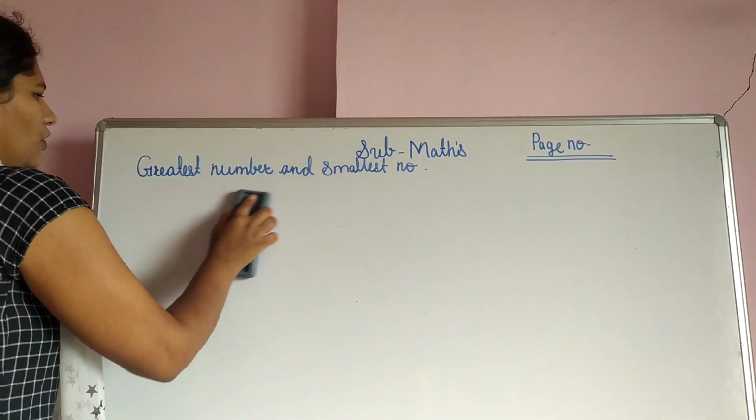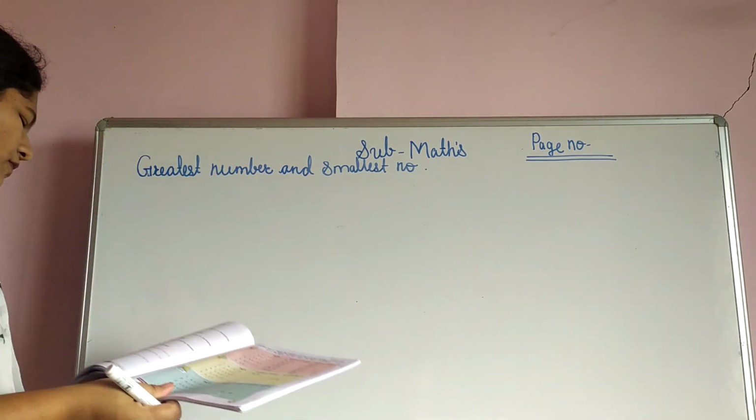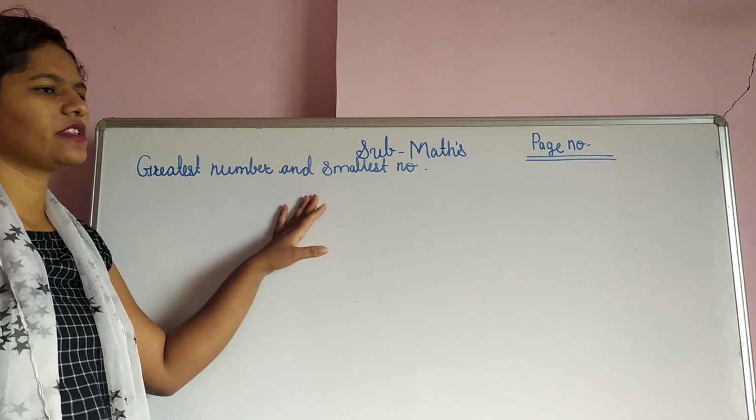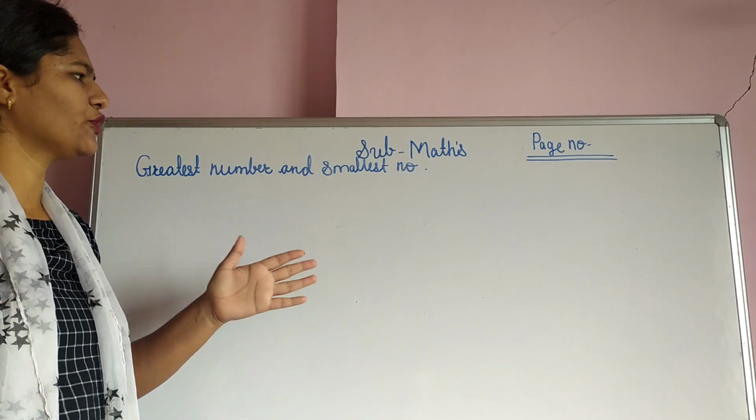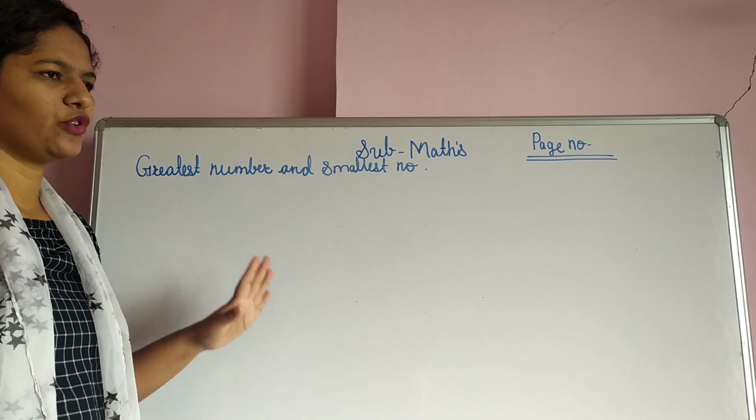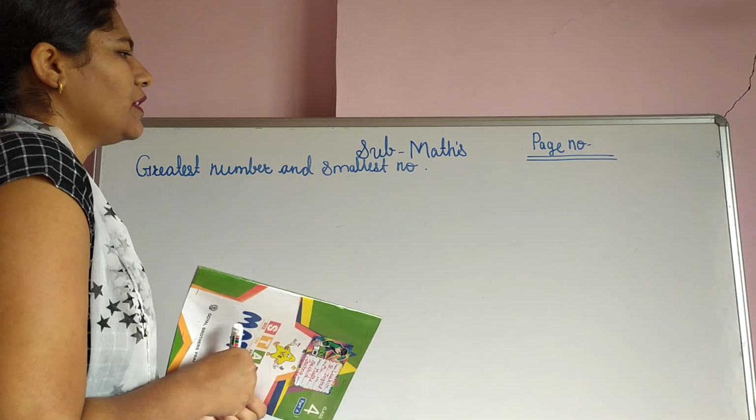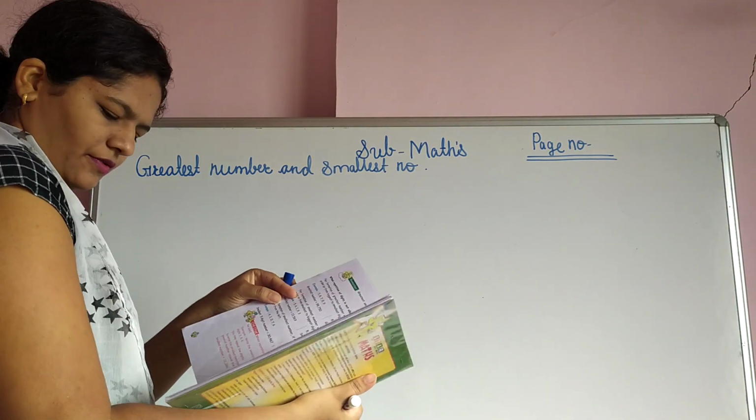So students, on page number 15, what is it? When you are making the greatest number and the smallest number, you can't repeat any number. One time only you can write that number. So now we see page number 15.